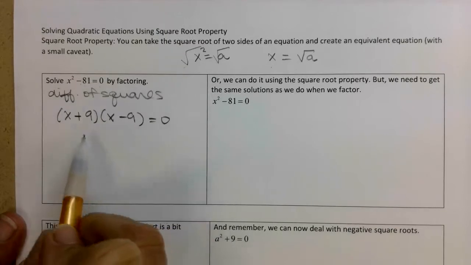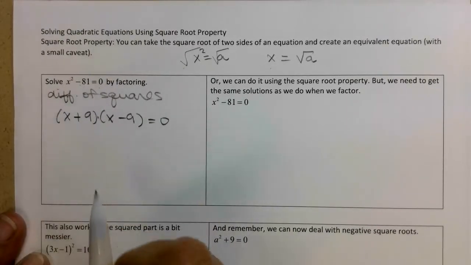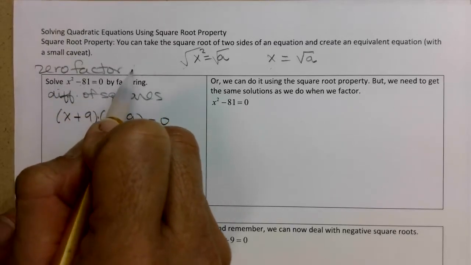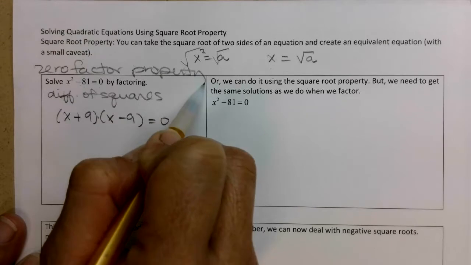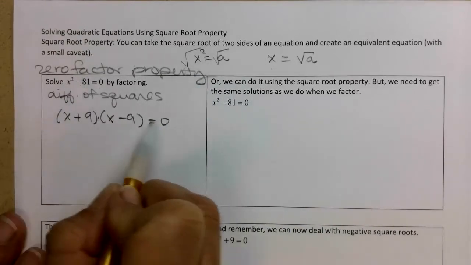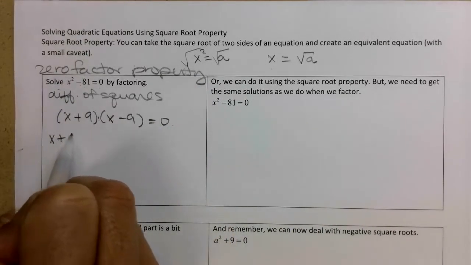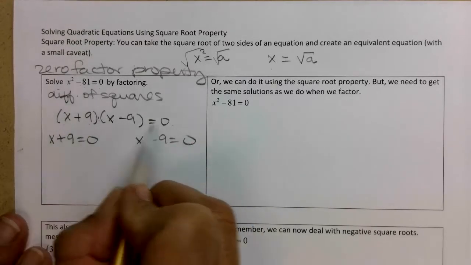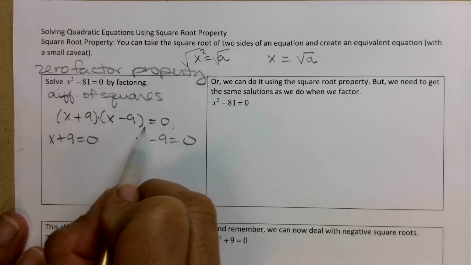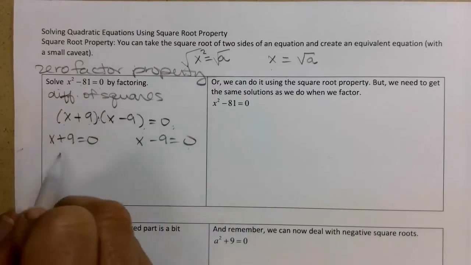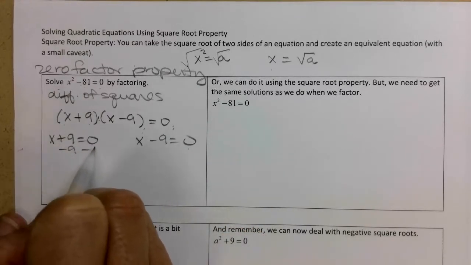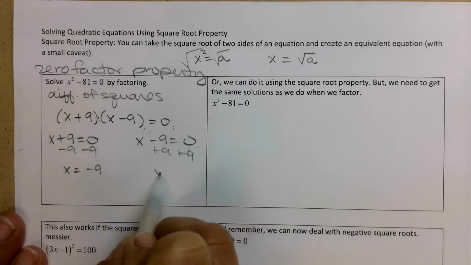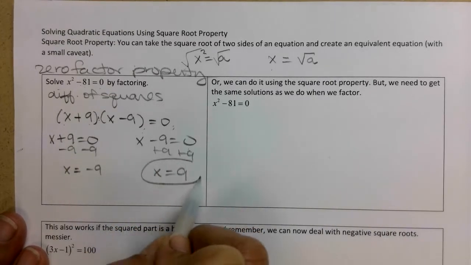When I solve a quadratic equation by factoring, I'm taking advantage of the zero factor property. Multiplication equals 0 only when one of the factors is 0. So either x plus 9 equals 0, or x minus 9, the other factor, equals 0. Once you set each factor equal to 0, you solve for x and find your two solutions.